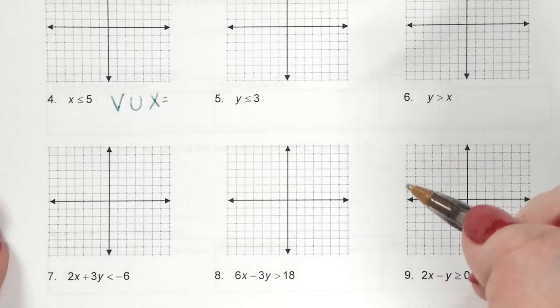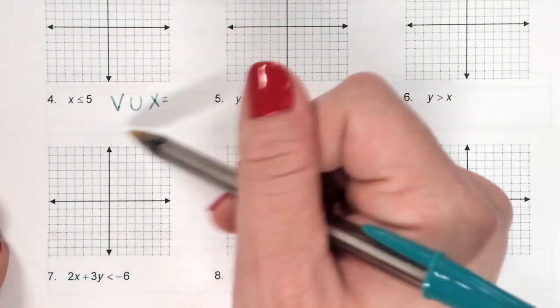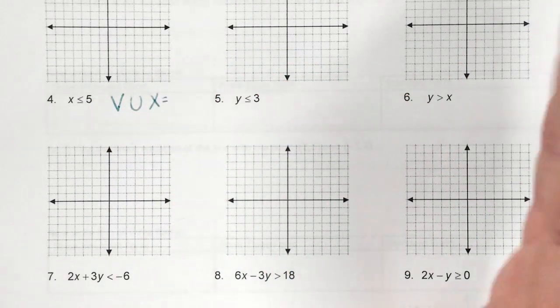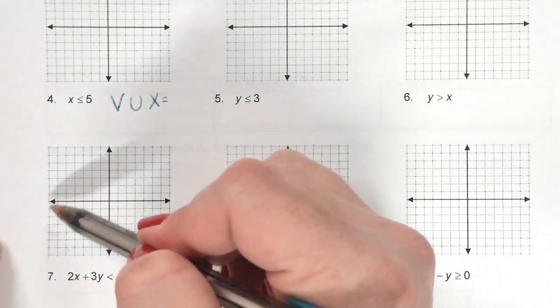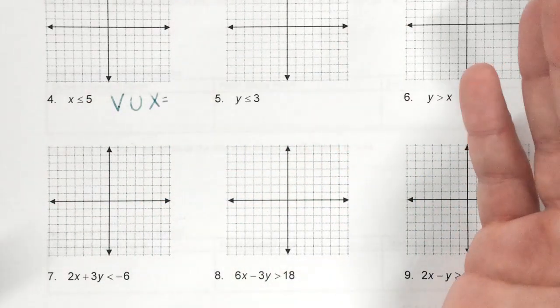So I'm going to be graphing this with a vertical line. Yes? Now, when I think about where to shade, there's no bottom and top, right? So think about your x's. Where is x less than 5? Is it going to be to the left or to the right? Okay, that's what you'll look at.